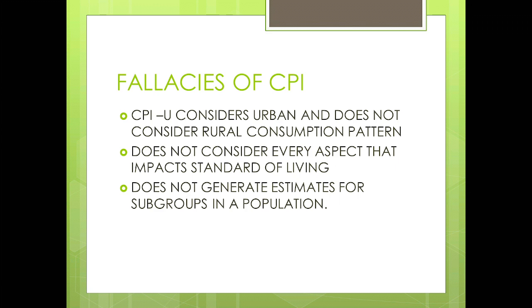Now there are also some fallacies, there are some problems with CPI. Okay, now CPI considers urban and does not consider rural consumers consumption pattern, because we have one CPI which is for urban workers, manual workers, but we don't have for rural consumers. It does not consider every aspect that impacts standard of living. We have just 8 categories of goods and services included, but in life we have different sets of goods. There are unlimited number of goods and services that we are exposed to, so those are missed. Many of those goods and services are not taken care of.